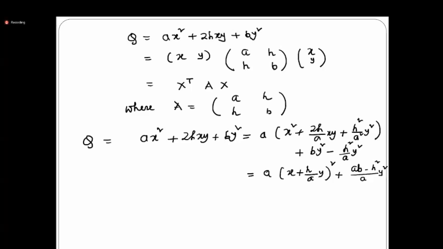Now, if we want to think about when this quadratic form Q is going to be positive, if I ask you that question, when will this be positive? Just think about the first part. This squared term is always going to be positive irrespective of the value of x, y, h, and a, right? It only depends on whether this a is positive or not. So Q is greater than 0 means a should be positive.